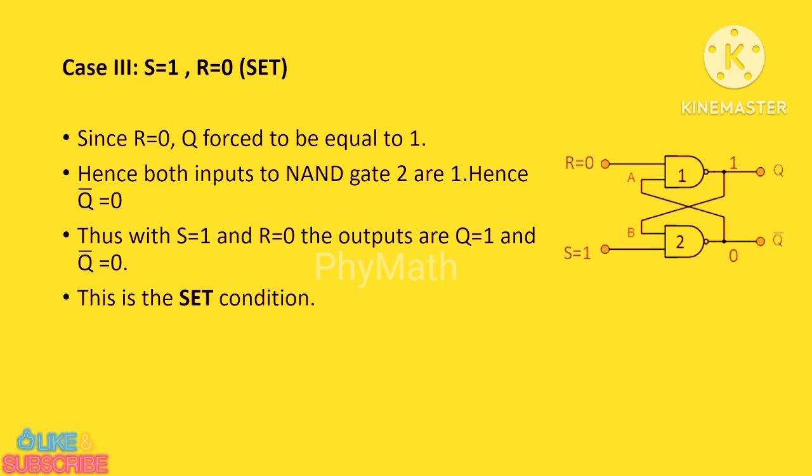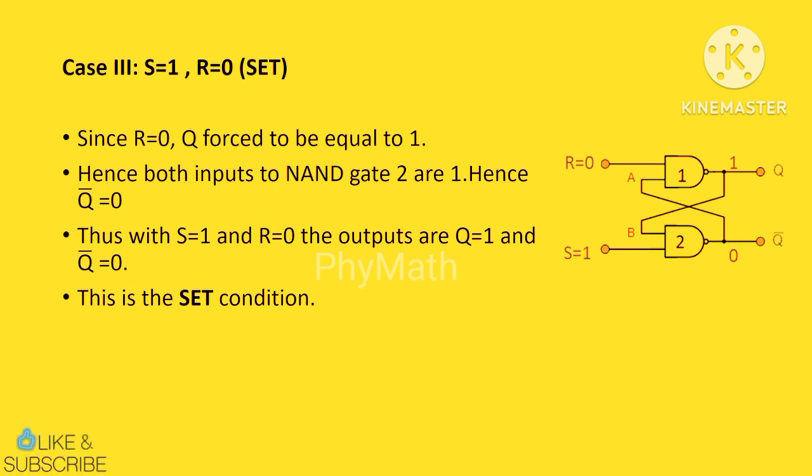Hence both the inputs to NAND gate 2 are 1, because the output of the first NAND gate is one input to NAND gate 2, and S is already 1. Due to Q equals 1 and S equals 1, both inputs to NAND gate 2 are 1. Hence Q bar equals what? 0. Why? Because both inputs are 1, that is S equals 1 and Q equals 1. That's why Q bar equals 0. Thus with S equals 1 and R equals 0, the outputs are Q equals 1 and Q bar equals 0. And this state is called the set condition or logic 1 state.